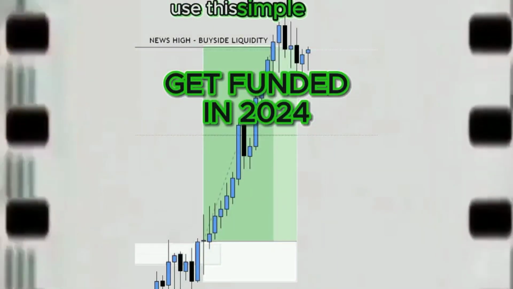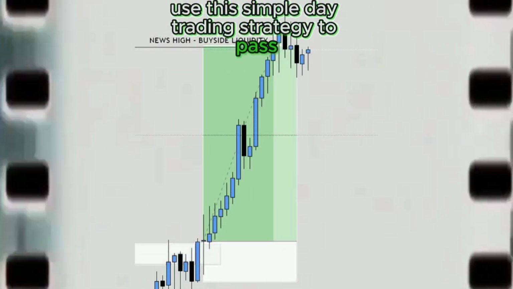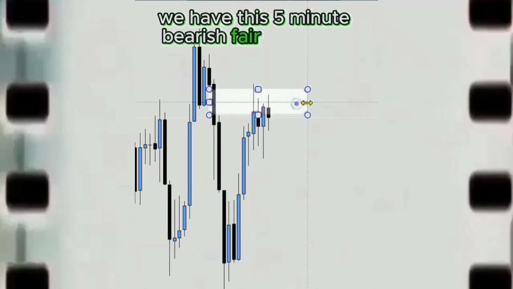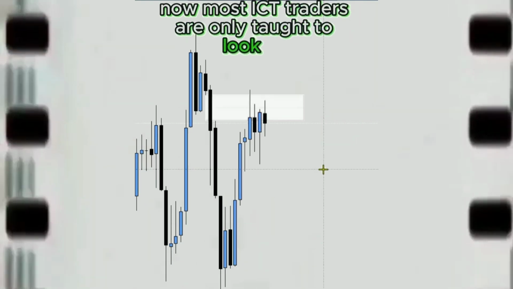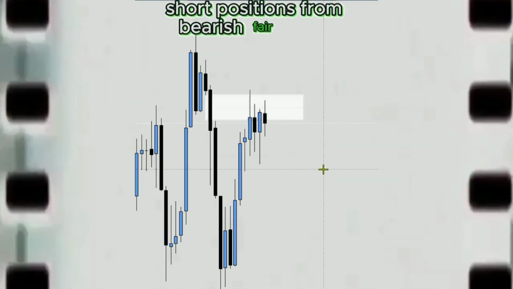Use this simple day trading strategy to pass any funded account. Let's break down this trade that I ended up taking today. As you can see, we have this 5-minute bearish fair value gap. Now, most ICT traders are only taught to look for short positions from bearish fair value gaps.